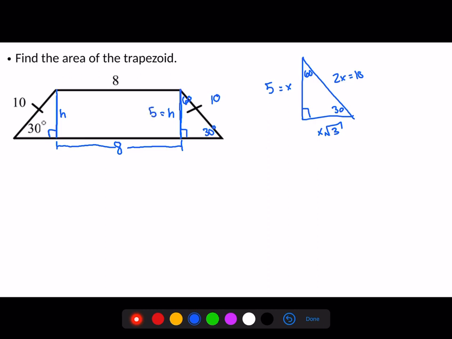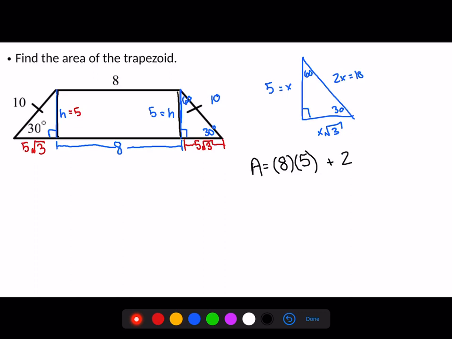Meanwhile, our bottom length, let me go ahead and change colors, is 5 radical 3. That's 5 radical 3 on both sides. And then our height over here is also 5. So from here, we can go ahead and find the area of this shape. Area is equal to, well, let's focus on our rectangle first. We have 8 times 5, and then plus the area of the two triangles.